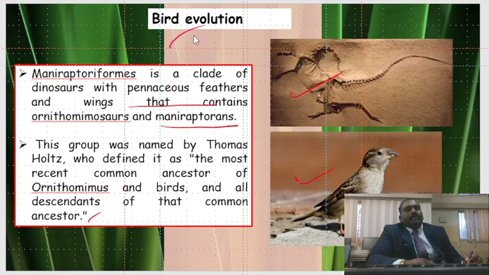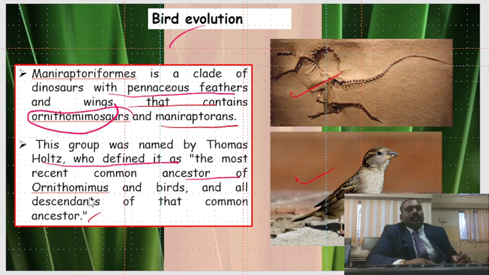This is the evolution of the birds, and the Maniraptoriforms is a clade of the dinosaurs with the pennaceous feathers and the wings that contains the Ornithomimosaurus and the Maniraptorans. This group was named by Thomas Holtz, and he defines it as the most recent common ancestor of Ornithomimus and the birds and all the descendants of that common ancestor.